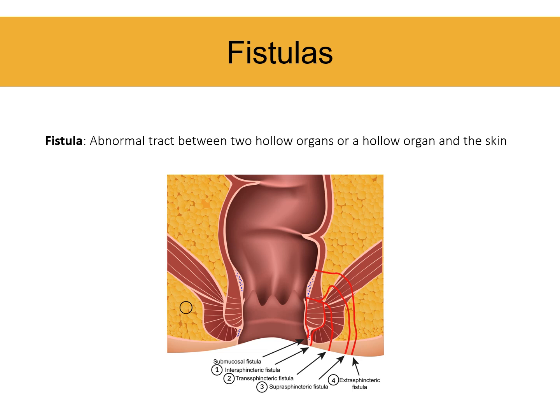Okay, a little bit about fistulas. So a fistula is an abnormal tract between 2 hollow organs or a hollow organ and the skin. So this is the rectum. You can see that there is a little tract here, a little tube, a little pathway that leads from there to the skin surface.